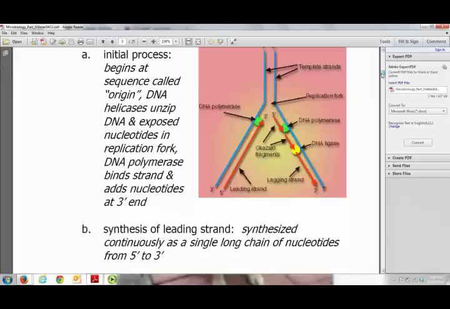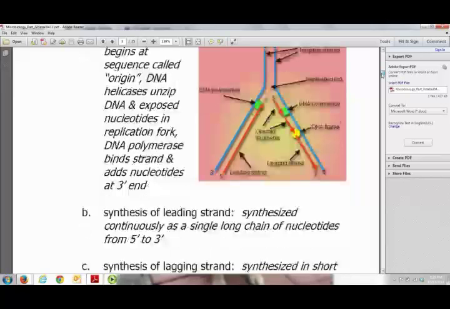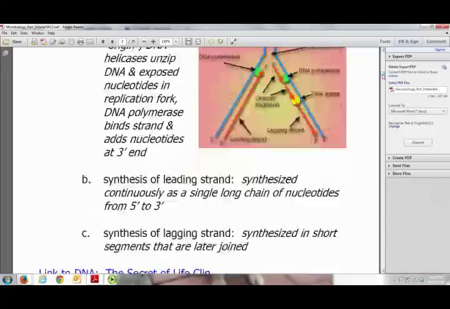Because of the anti-parallel nature, you're going to have a leading strand and a lagging strand. The leading strand is going to be synthesized continuously as a single long chain of nucleotides from the 5' to 3' direction. With the lagging strand, because it still has to go in the 5' to 3' direction, instead you're going to have to synthesize short segments and then join them later. So you would have synthesized this strand here, then come back up and synthesize this little section, then move back up and synthesize this little section, and those are going to get joined together.